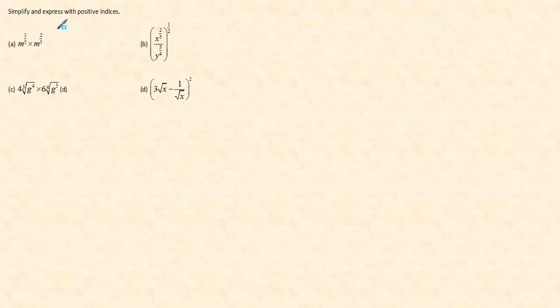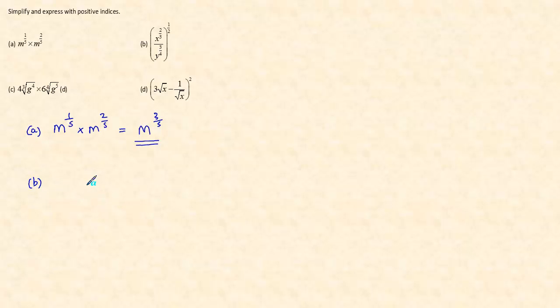We want to simplify and express with positive indices. So in part A we have m to the power 1/5 multiplied by m to the power 2/5. Well, we know this index law means we just add the indices, and 1/5 add 2/5 is just simply 3/5, and that's already a positive index, so there's no more to do there.